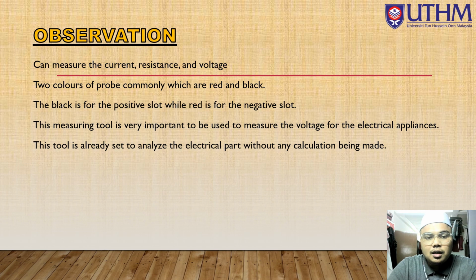For the observation, this multimeter can measure the current, resistance, and voltage. Second is two colors of probe commonly used, which is red and black. Next is black is for the negative and the red is for the positive. Okay, this measurement tool is very important to measure the voltage of electrical appliances. We can use it to measure electrical devices such as lamps and so on. This tool is already set to analyze the electrical part without any calculation being made.